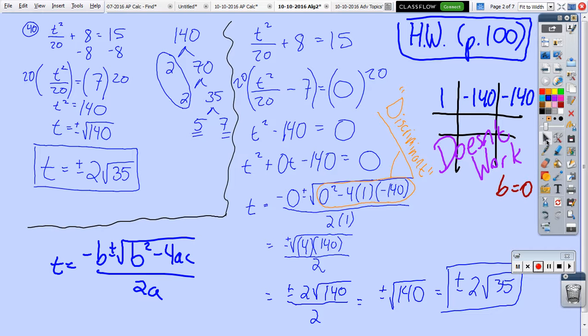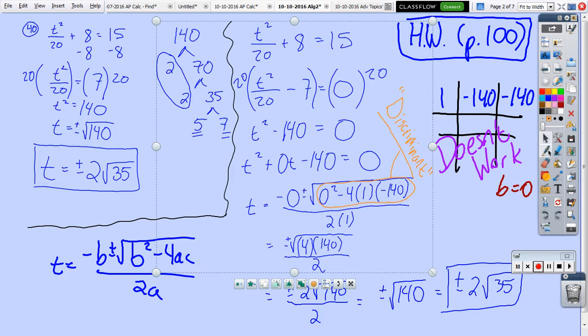So if we do this, let's fill it out so we're all on the same page here. We have the quadratic, which is at squared plus bt plus c equals 0. We can apply this. It's ready to go. So t equals negative b. Well, b is 0. Negative 0 plus or minus the square root of b squared, so 0 squared, minus 4 times ac. A is 1, and c is negative 140. So 1, negative 140, all over 2a, all over 2 times 1.